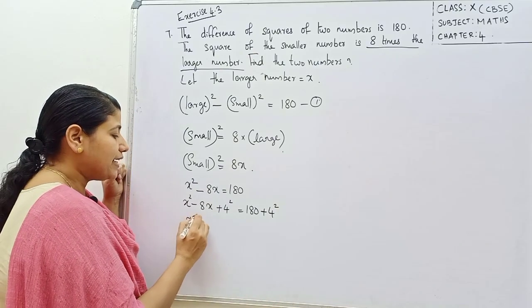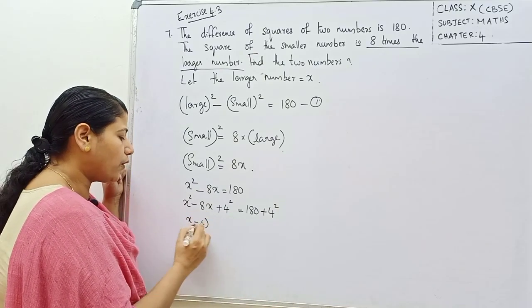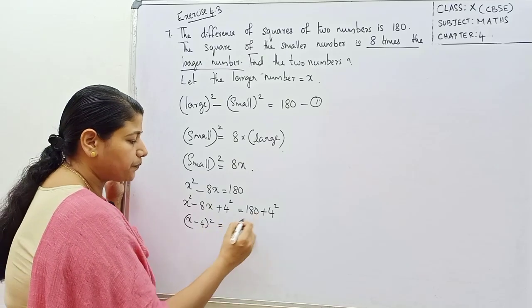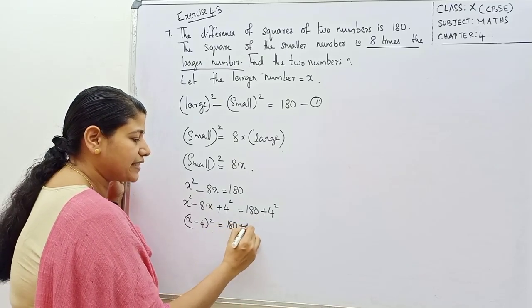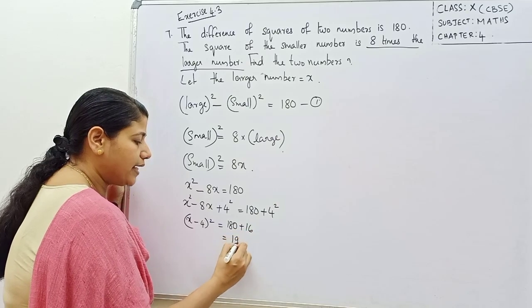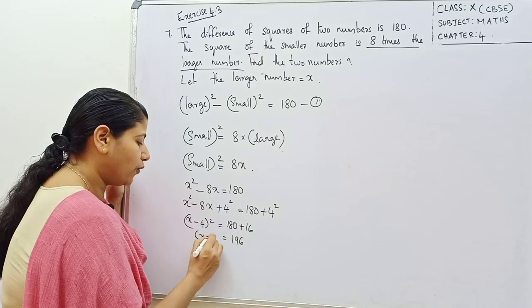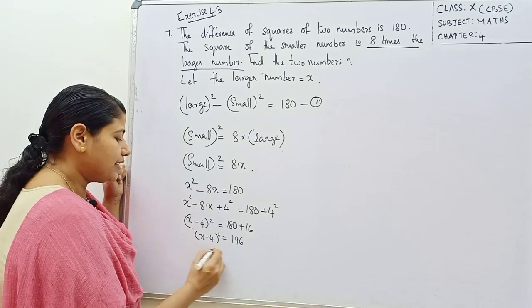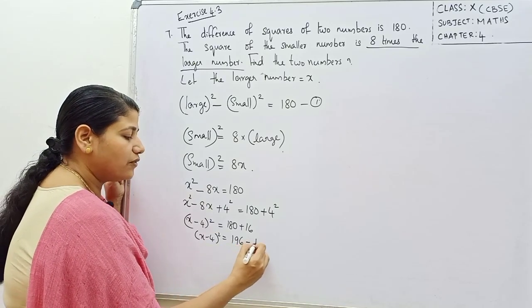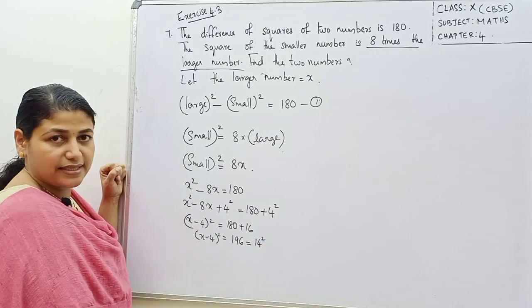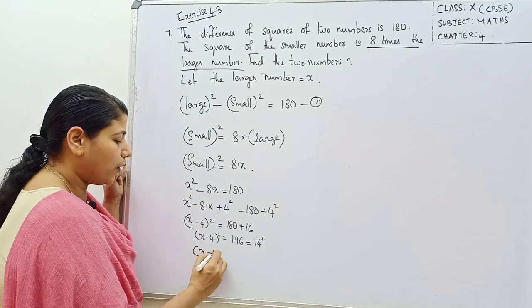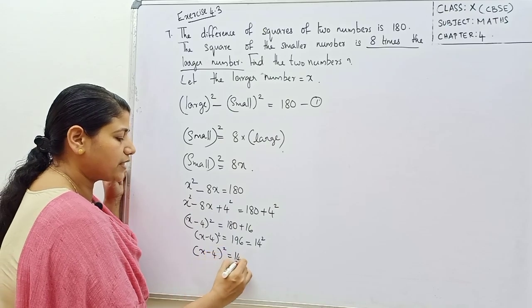So you will get here x minus 4 whole square. This will become x minus 4 whole square equal to 180 plus 16, which is equal to 196. Or we can write this 196 as 14 square. Isn't it? This is the square of 14. So x minus 4 whole square equal to 14 square.